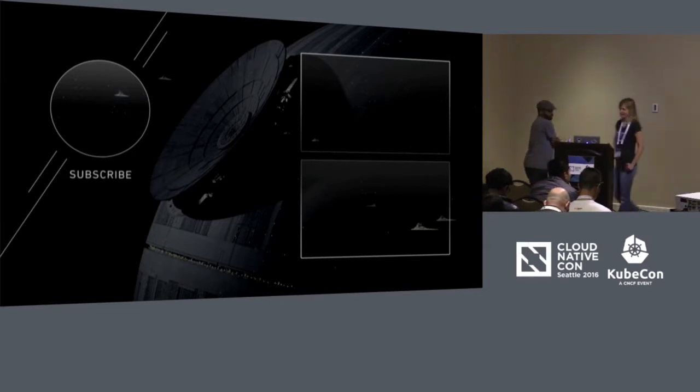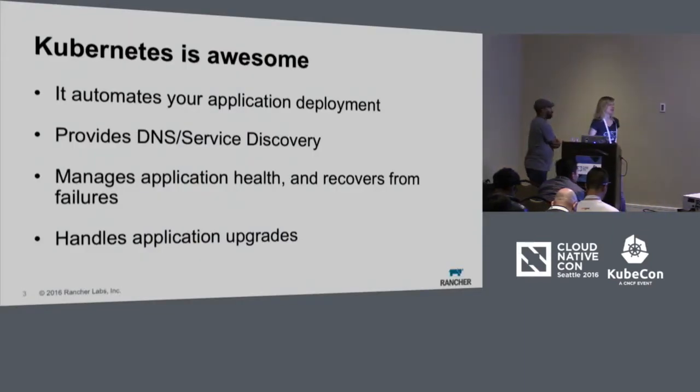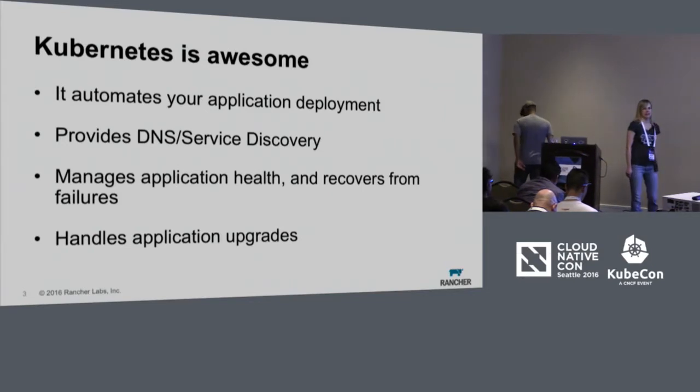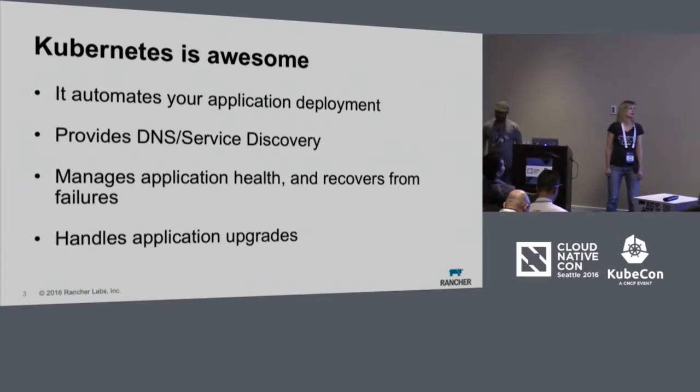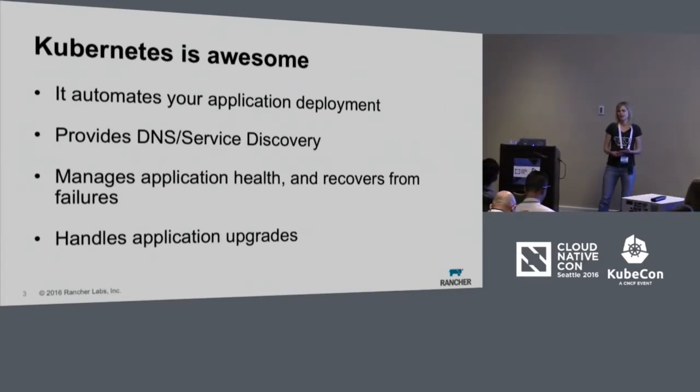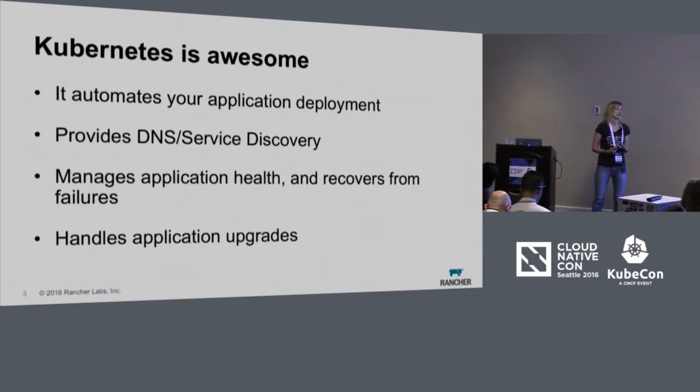So, Kubernetes. We all know Kubernetes is awesome. It automates your application deployment. It provides the DNS and Service Discovery for the services. It monitors the application health, and it recovers it on the fly. And it also provides the easy way to upgrade your application.